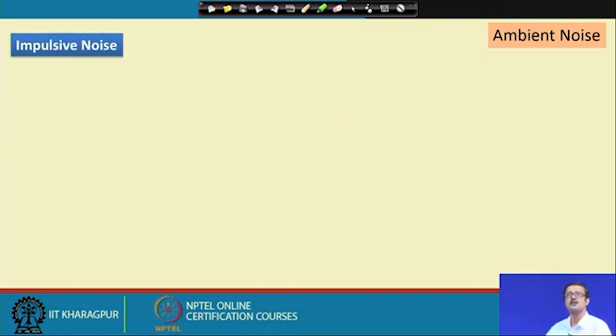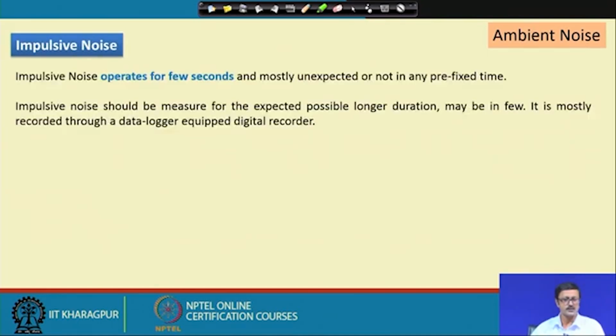The last one is the impulsive noise. Impulsive noise is a kind of noise which operates for a few seconds, and it is very uncertain when it will occur, unexpected. So, its monitoring is also very tough, because for a full day there may be no such noise, but there may be a day where 3 or 4 such noises happen in that particular area. So, manual recording is impossible.